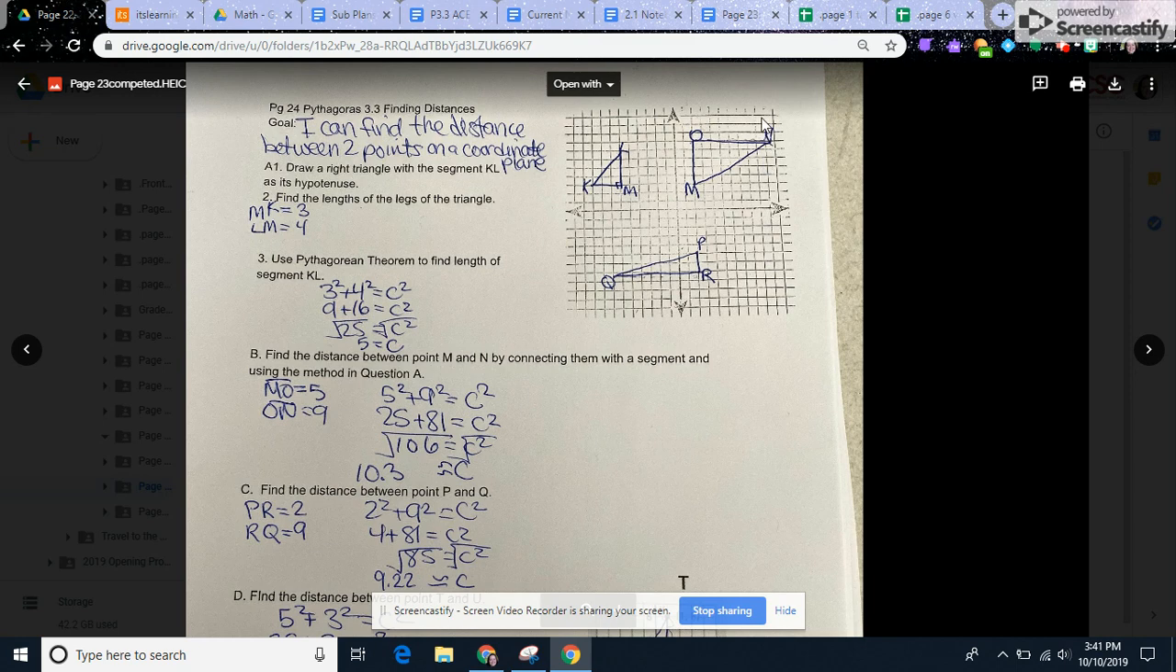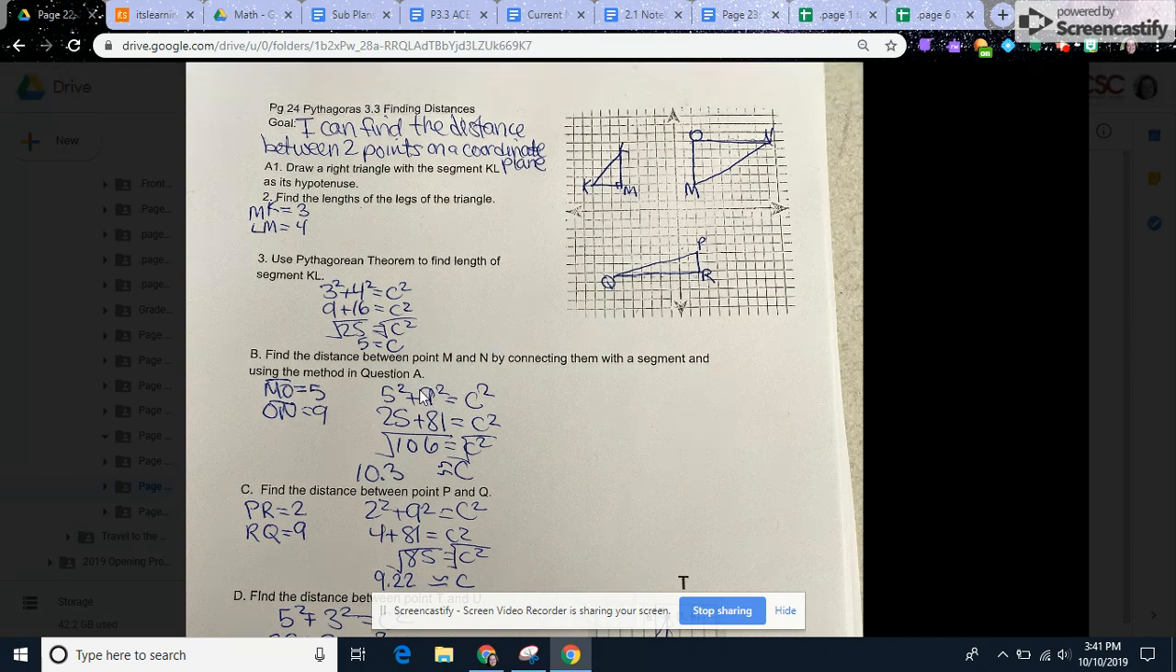Okay, now moving on to M and N. So I drew this one up in this far corner. I made MO be 5 away from each other. 1, 2, 3, 4, 5. And ON to being 9 away from each other. So ON needs to be 9. Now, use the Pythagorean Theorem to find the length of the hypotenuse MN.